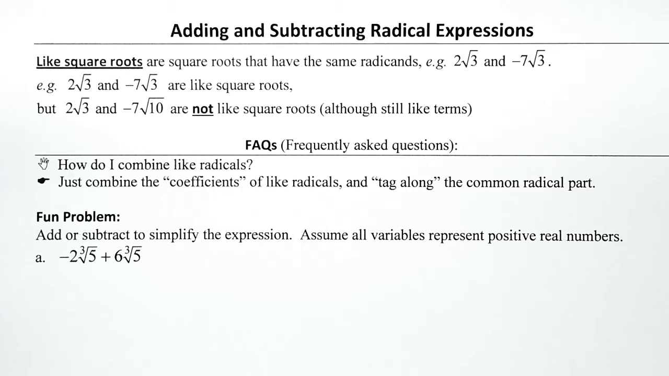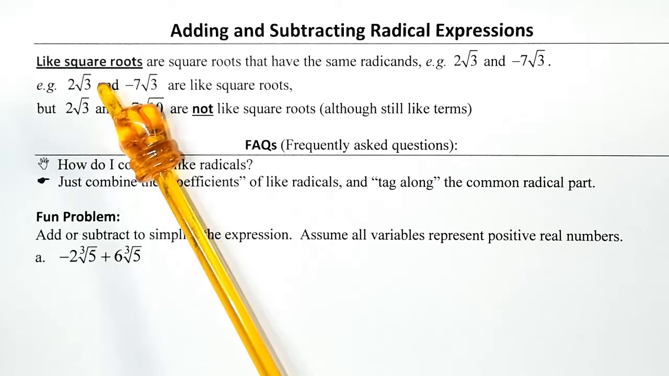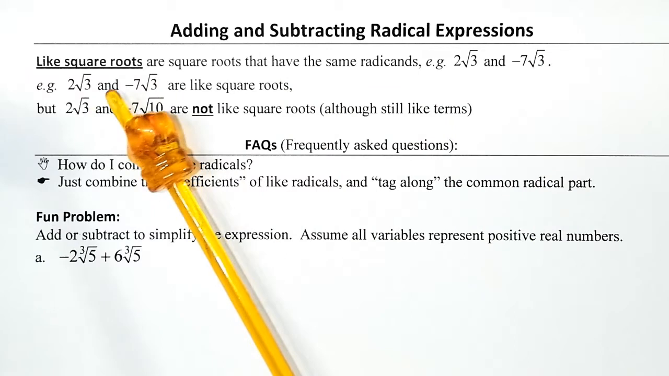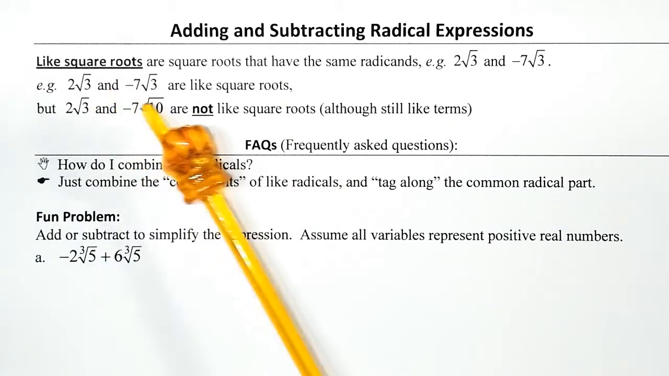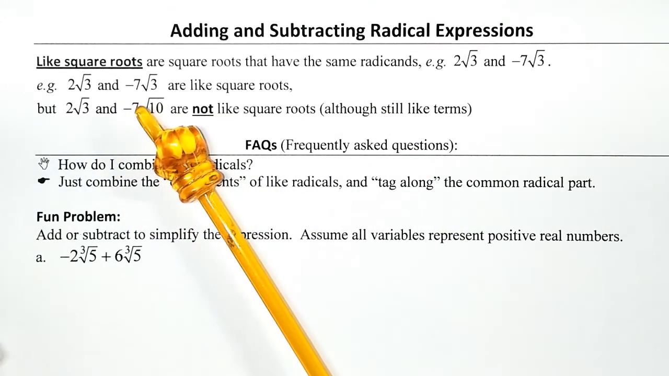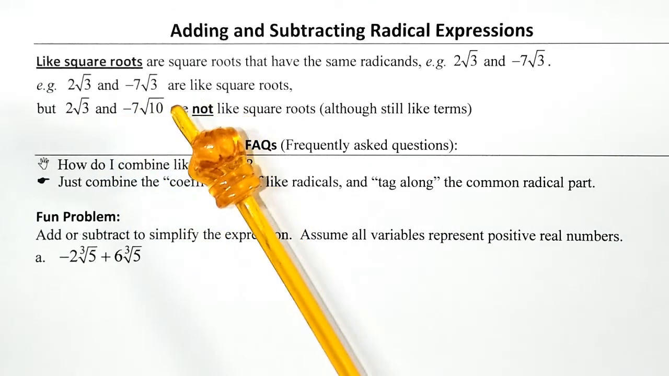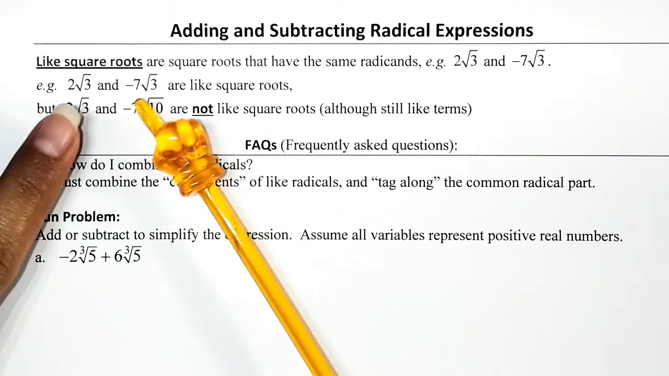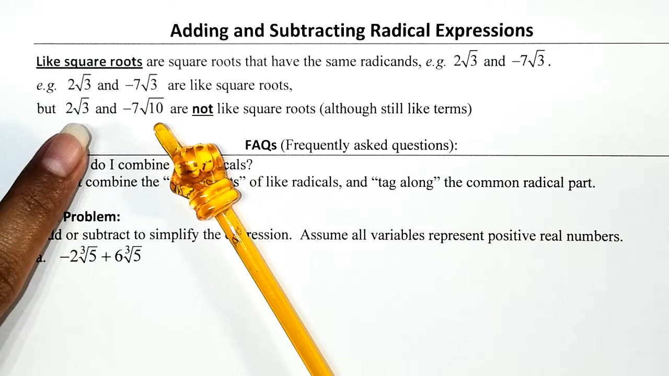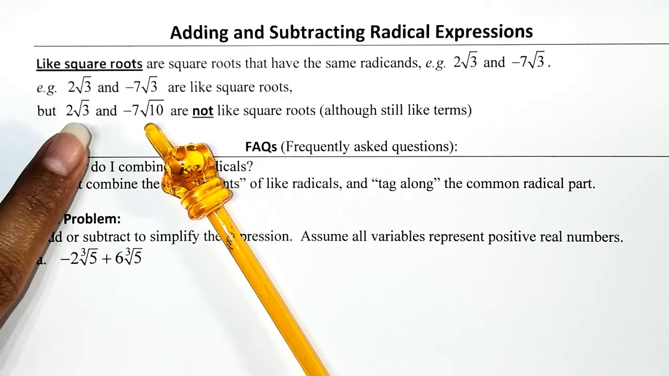We're gonna open it up with like square roots. What are like square roots? Like square roots kind of sounds like like terms, okay? But like square roots are square roots that have the same radicand. In general, like radicals are radical terms that have the same radical part. In this case, 2 root 3 and negative 7 root 3 are like square roots. Why? They have the same radical part, so we can combine them if need be. 2 root 3 and negative 7 root 3, they are like terms.